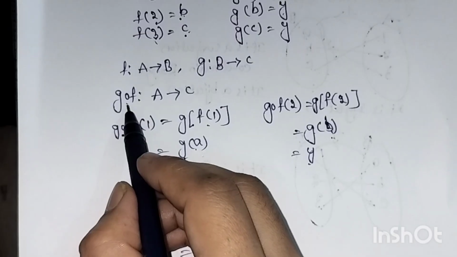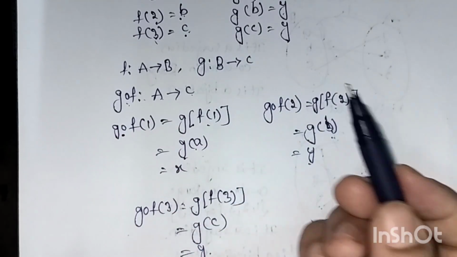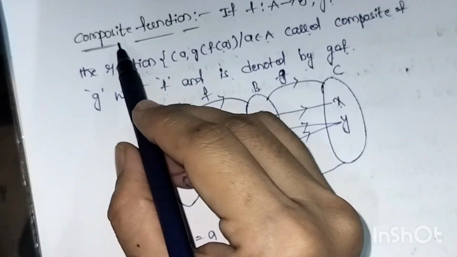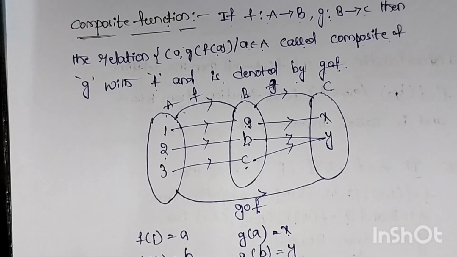This is g circle f, which maps A to C. This is called a composite function. Okay. See the next one.